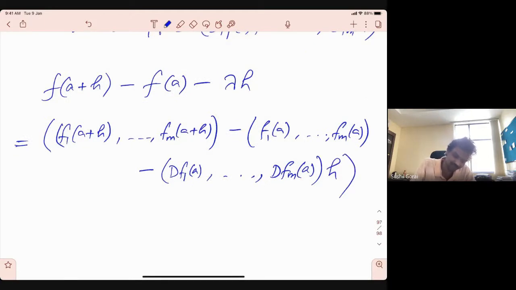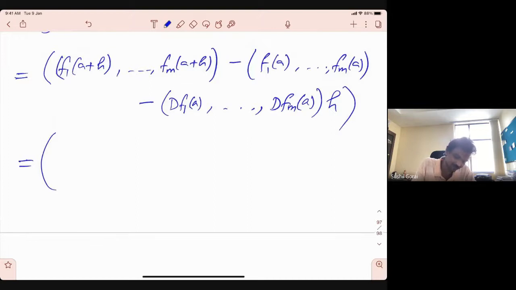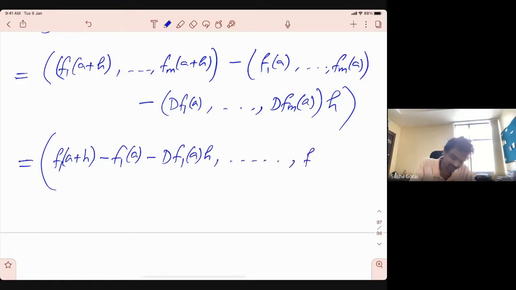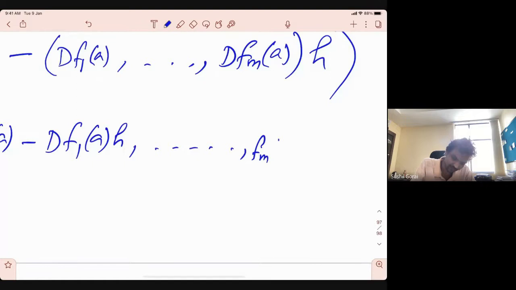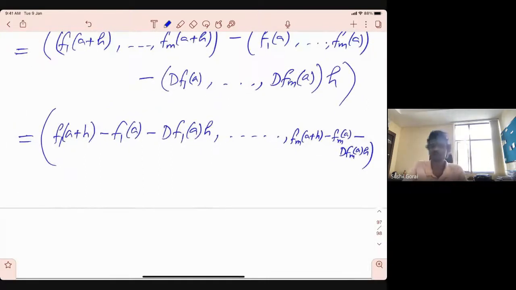Now, what is this? You have all these subtractions. What will be each component? f1 of a plus h minus f1 of a minus df1 a h, and so on up to fm of a plus h minus fm of a minus dfm a h. Is this fine?